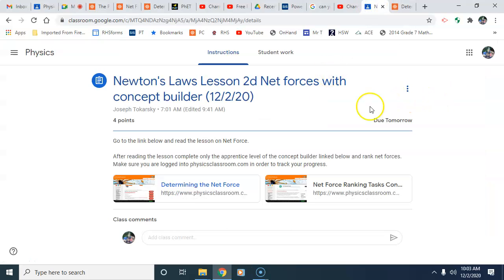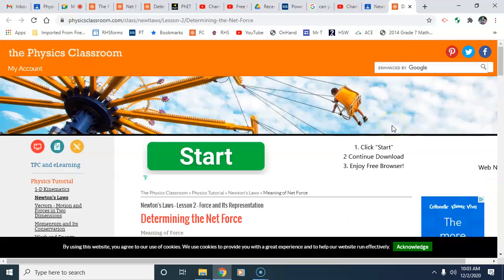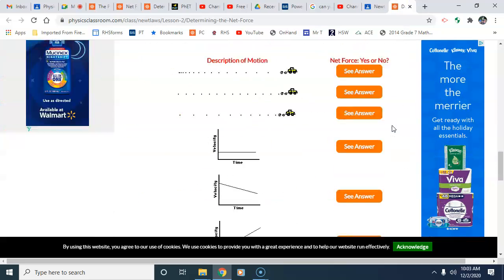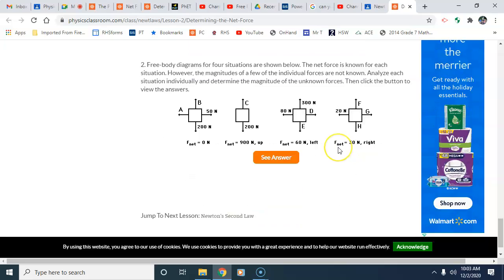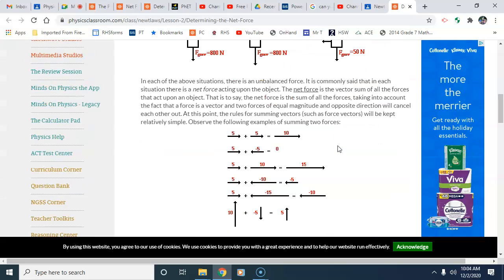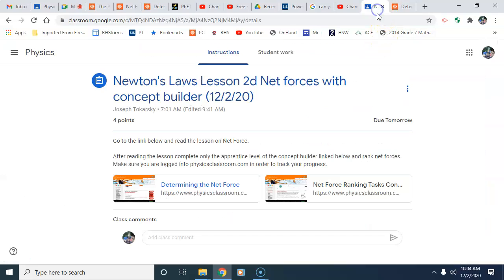Alright guys, so I'm going to make a little video here to help you guys with the lesson today. As with past lessons that we've been doing virtual, I posted on the assignment today the link to, it's called Determining Net Force. I want you guys to read over this whole section yourselves, do any small activities and practice in it. But I'm also going to go over some examples myself.